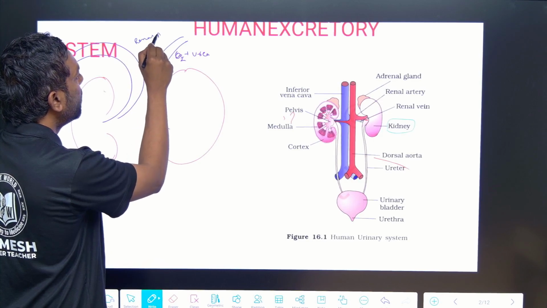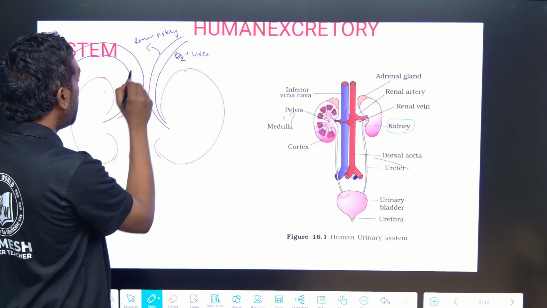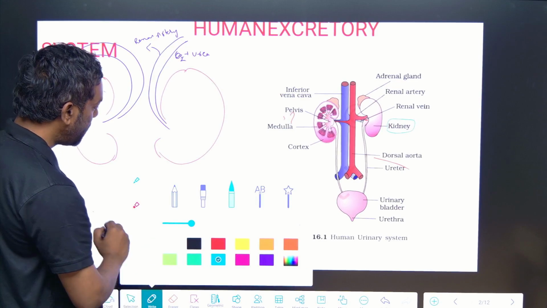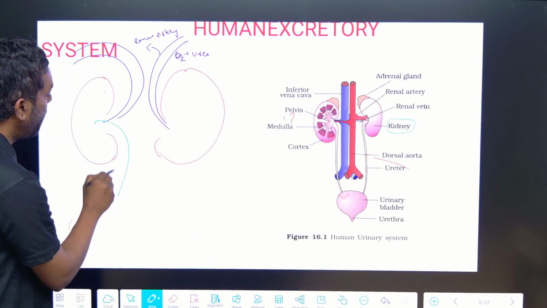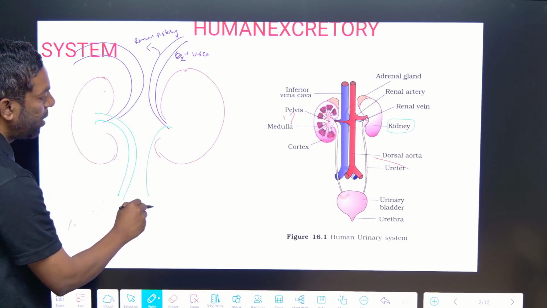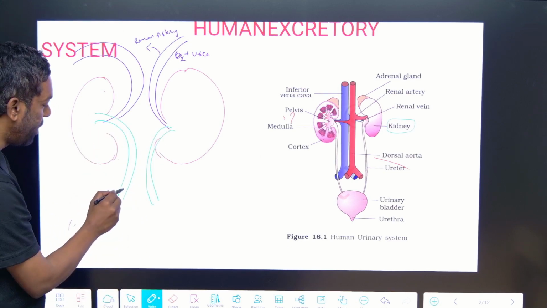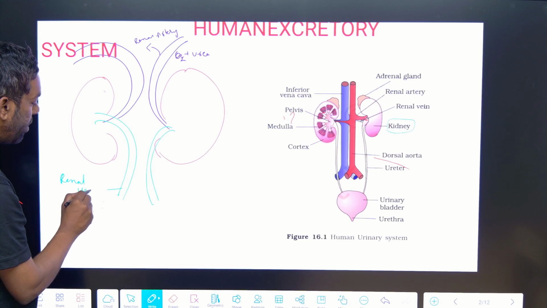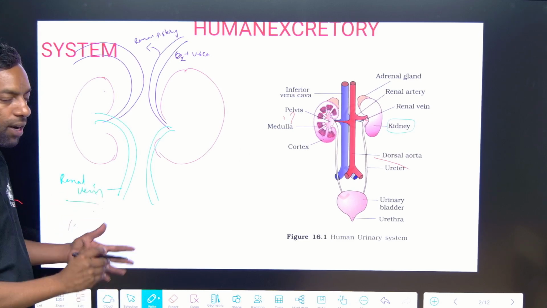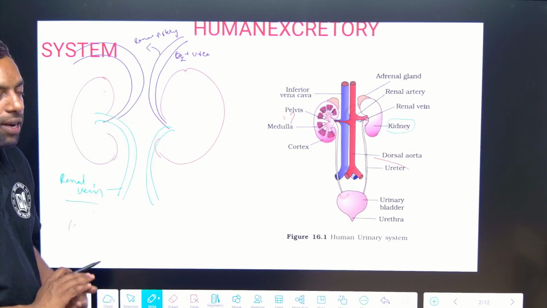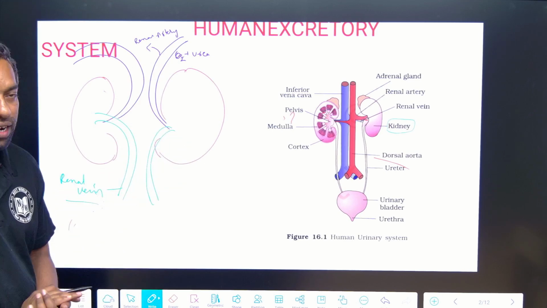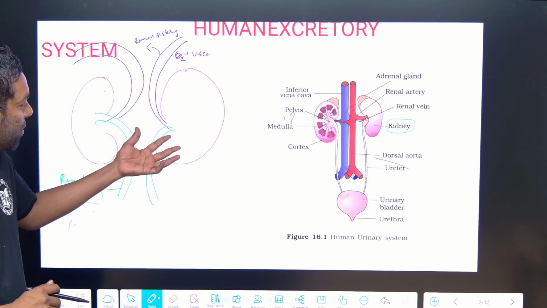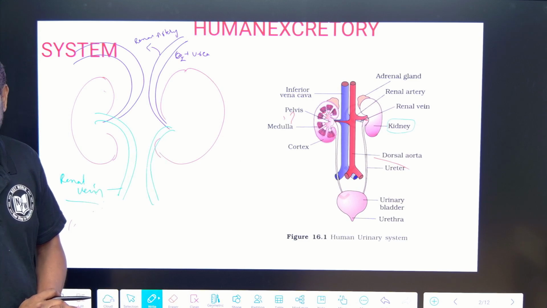Renal artery. And it exits out from the renal vein. Exit out from the renal vein. Renal vein. So guys, look into this. The renal artery carries the blood into the kidney. After the kidney utilizes the oxygen in the blood, the blood exits from the renal vein.